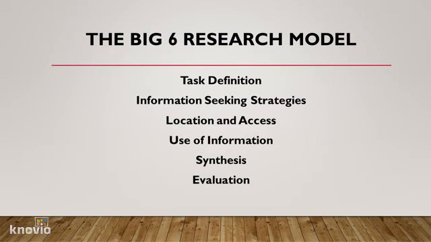The Big Six research model consists of 6 intricate steps, all designed to help you successfully complete a research project or assignment. The 6 steps are as follows. Number 1, task definition. Number 2, information seeking strategies. Number 3, location and access. Number 4, use of information. Number 5, synthesis. And number 6, evaluation. It is very important that you begin with the first step before proceeding to the next.